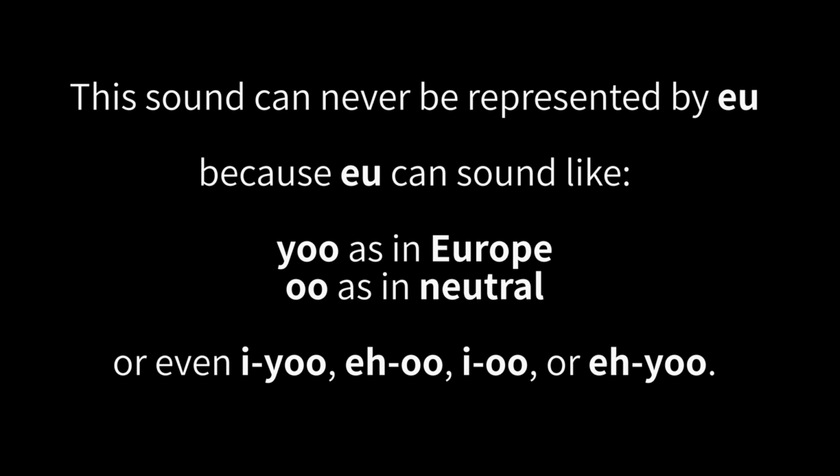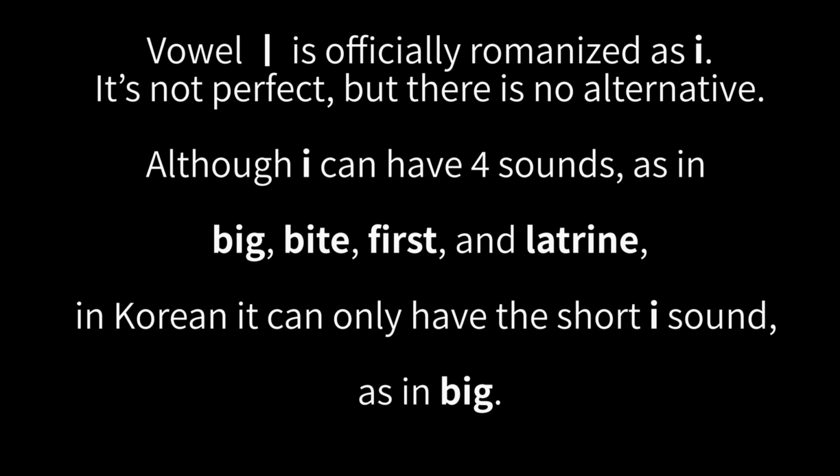This sound can never be represented by EU that the official system has adopted. Most English speakers would pronounce EU as U as in Europe, or U as in neutral, or even EU, EU, or AU. Vowel E is officially romanized as I. It's not perfect, but there is no alternative. Although to foreigners the letter I can have 4 sounds as in big, bite, first, and latrine, please remember that in Korean it can only have the short I sound, as in big.